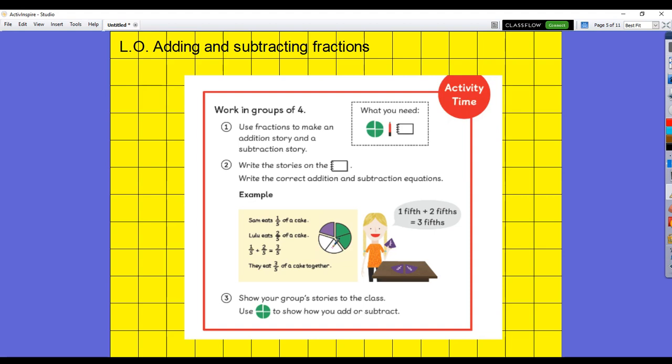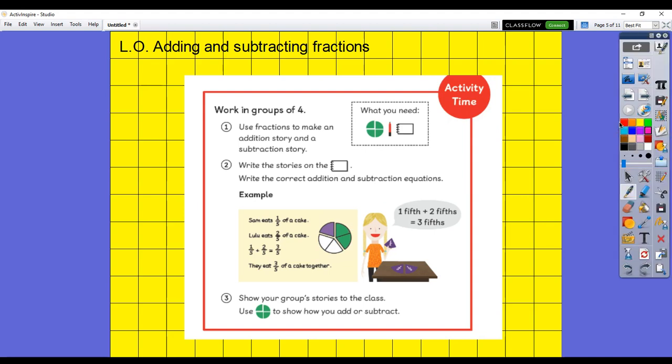Use pictures to show how you add or subtract. So you can use a bar model, or you could use a picture. So create one story and read the story to the person in your group. You might have one person in your group. You might just do it to yourself. That's also absolutely fine. Okay, I'm going to pause the video here and have a go at creating your own addition and subtraction fraction story. Okay, good luck.